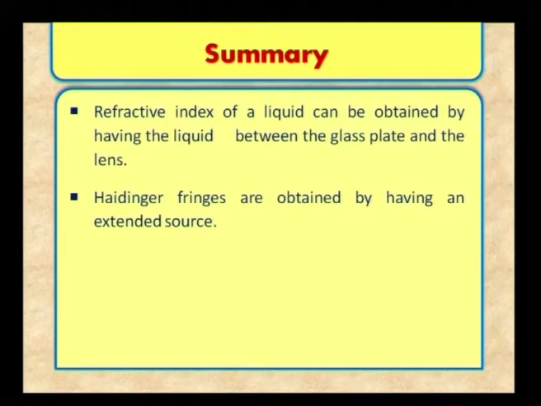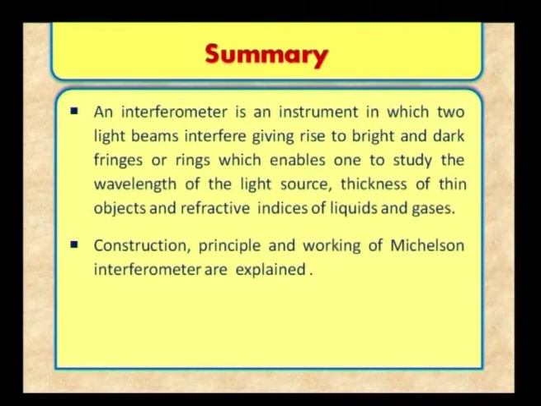Now we will go to the summary part of lecture 21. The refractive index of a liquid can be obtained by having the liquid between the glass plate and the lens and using the Newton's rings experiment. Haidinger fringes are obtained by having an extended source. An interferometer is an instrument in which two light beams interfere, giving rise to bright and dark fringes or rings, which enable one to study the wavelength of the light source, the thickness of thin objects, and refractive indices of liquids and also gases. Construction, principle and working of Michelson Interferometer are explained.